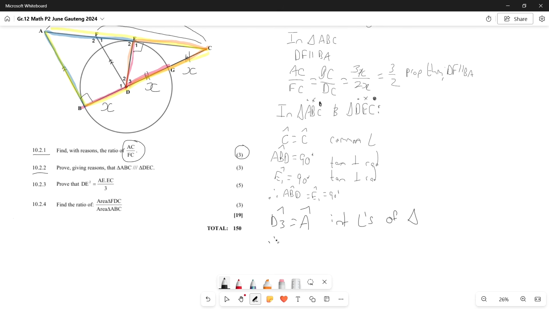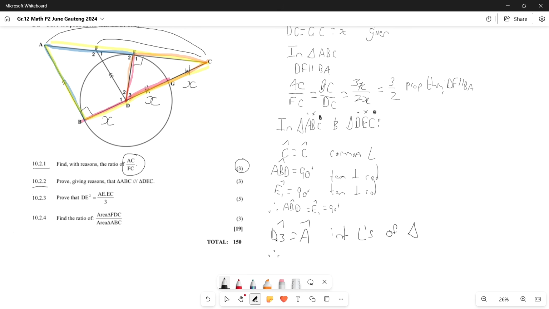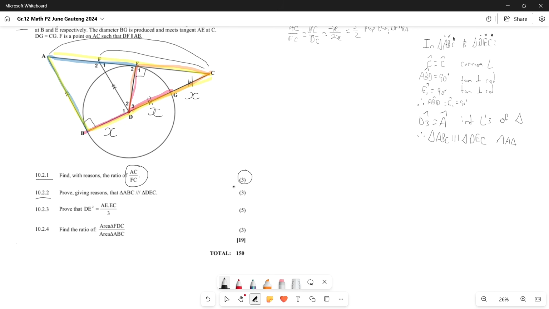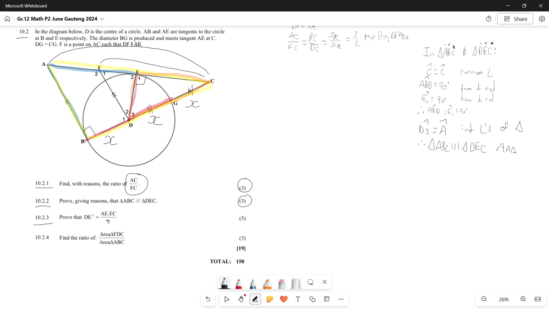And that means that we have three angles that are exactly the same, and therefore we have proven similarity. Therefore, triangle ABC is similar to triangle DEC. So they're not exactly the same, but the angles are the same and their sides are in proportion. And this is because of A. Great. And that would earn us 3 marks over there. And then 10.2.3 says prove that DE squared equals AE times EC over 3.